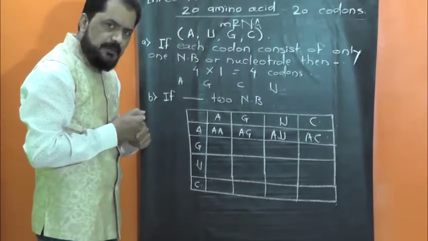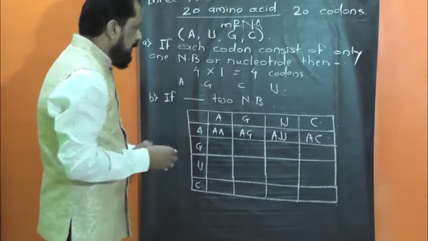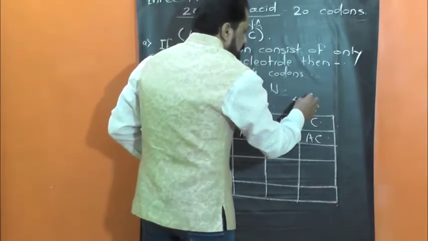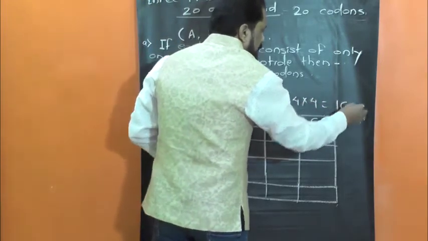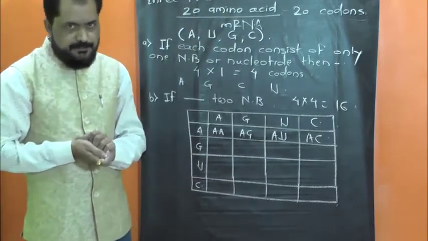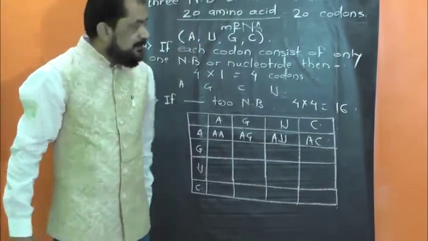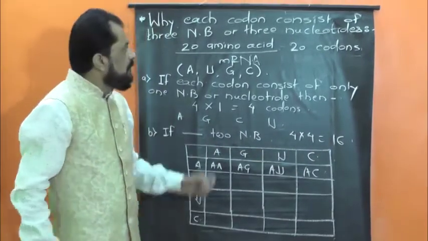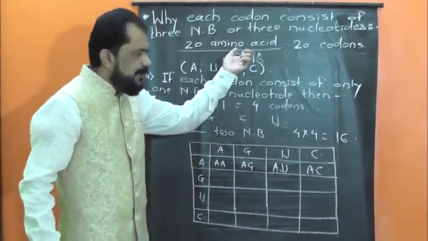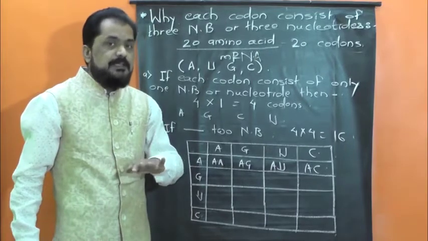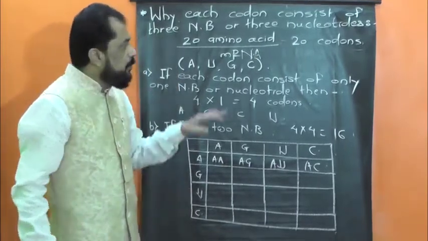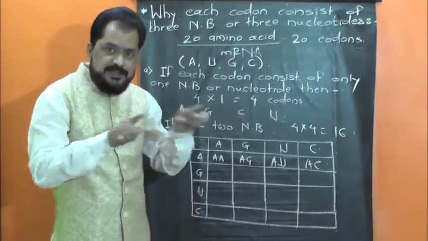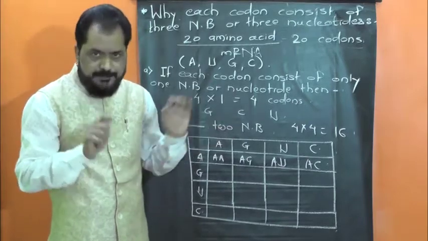How many codons are possible? 4 into 4, that is 16. Right? It means that these 16 codons are also not enough to specify the 20 amino acids. It proves that the codons are neither singlet nor doublet.